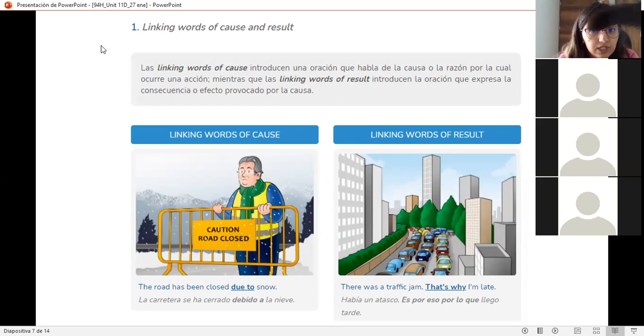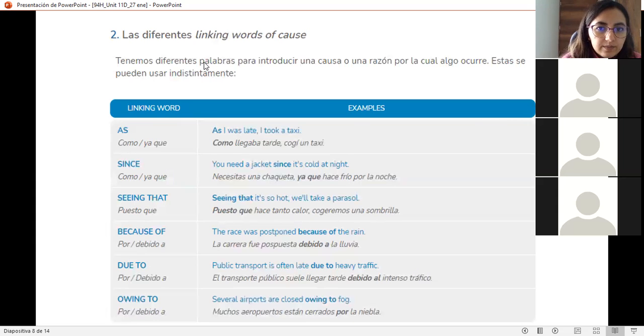Una de las frases que ustedes me dieron era as a result, ¿no es cierto? Como resultado de. But there are some others, ¿sí? Pero hay algunas otras frases. Vamos a ver cuáles son esas frases que nos permiten hablar de los resultados y también del por qué, ¿no? O de las razones, de las causas. Let's see what are those linking words.